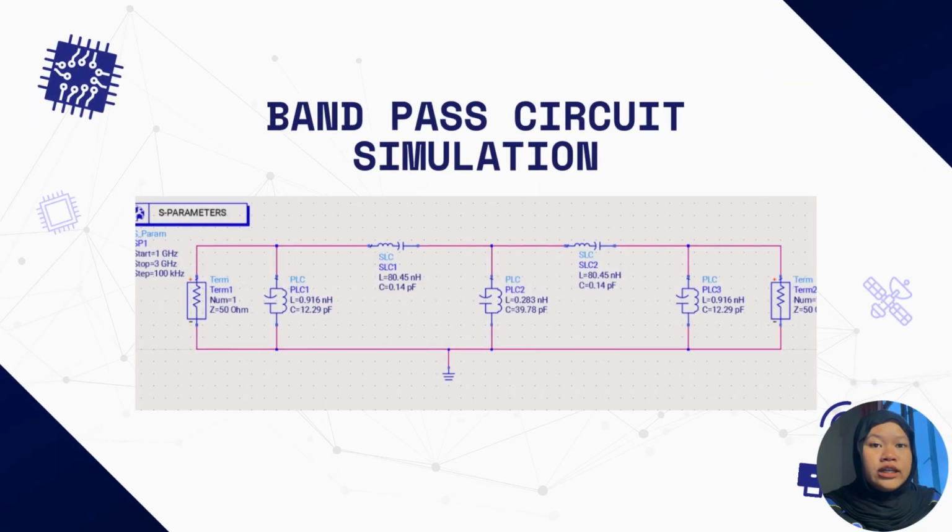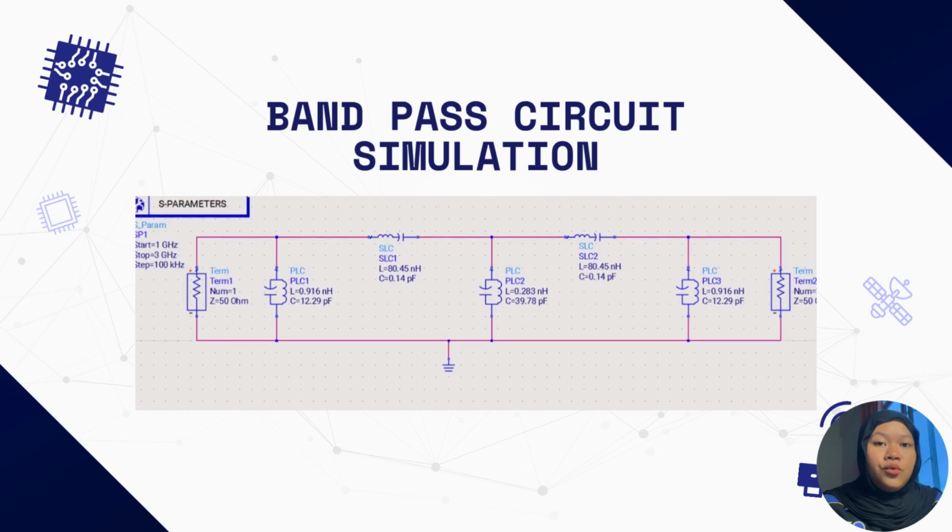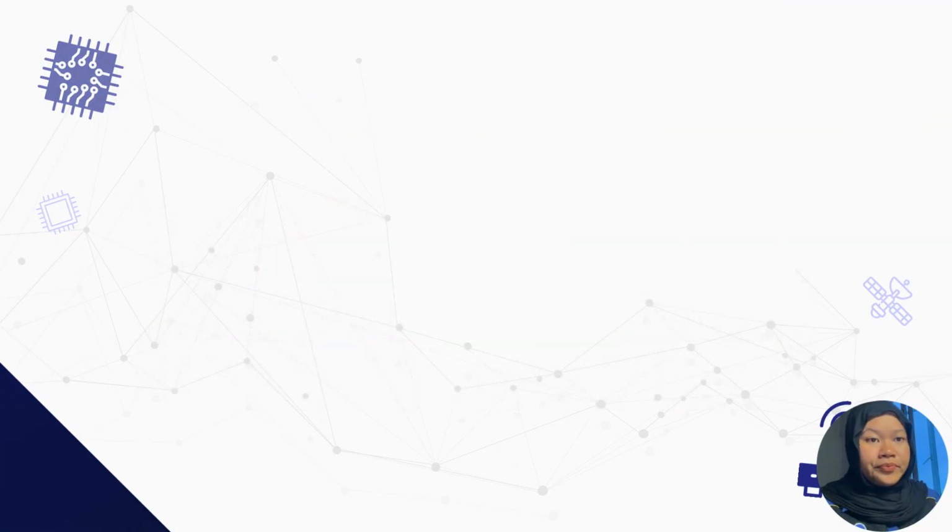Next, this slide shows the simulation result for the band pass filter. We can see the band pass centered at 1.5 GHz with bandwidth of approximately 160 MHz. The filter shows the characteristic maximally flat response in the pass band with minimal ripple. The rejection outside the band pass is good, demonstrating effective band pass filtering. The insertion loss in the band pass is low, confirming that the filter meets the design specification.